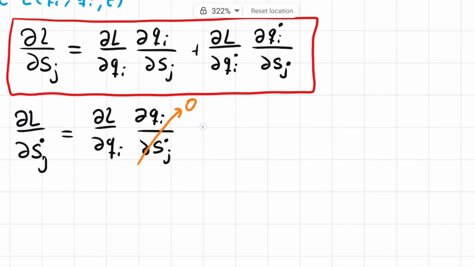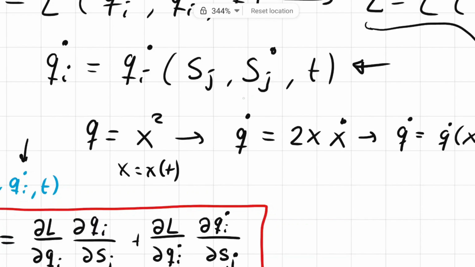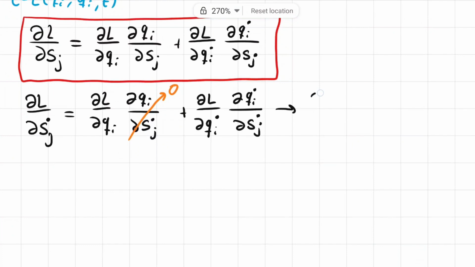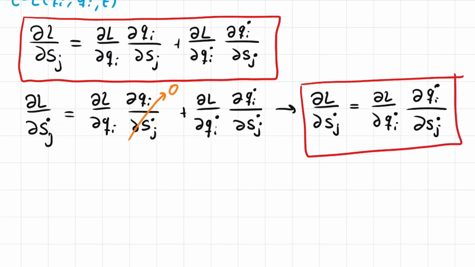Perfect. So then we will have plus the derivative of the Lagrangian with respect to qi dot times the derivative of qi dot with respect to sj dot. In this case, this is no longer 0, right? Because we said that qi dot depends on sj dot. So we can say that the derivative of the Lagrangian with respect to sj dot is equal to the derivative of the Lagrangian with respect to qi dot times the derivative of qi dot with respect to sj dot. So this will be another element of the Lagrange equation, right?